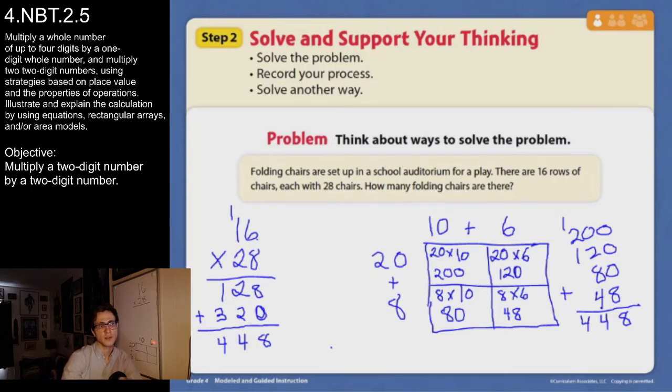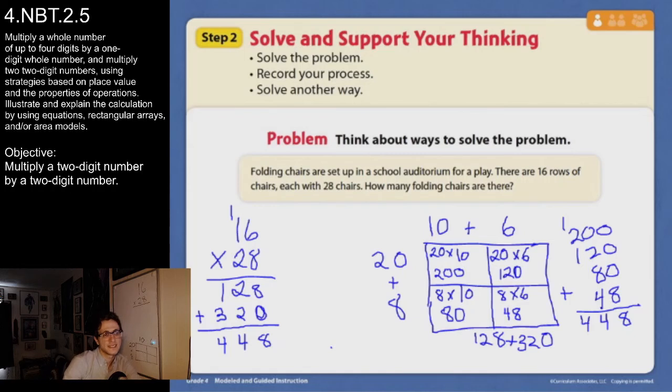We multiplied our 8s in the ones place to find 128. So bringing it over to the area model, 8 times 10 is 80, and then 8 times 6 is 48. If you add those together, you get the 128 that we found in this equation here on the left. Now if we take a look at our tens value, 2 times 10 we found to be 200, 2 times 6 we found to be 120. If you add those together, you have the 320 that we were working with in our stacked equation.